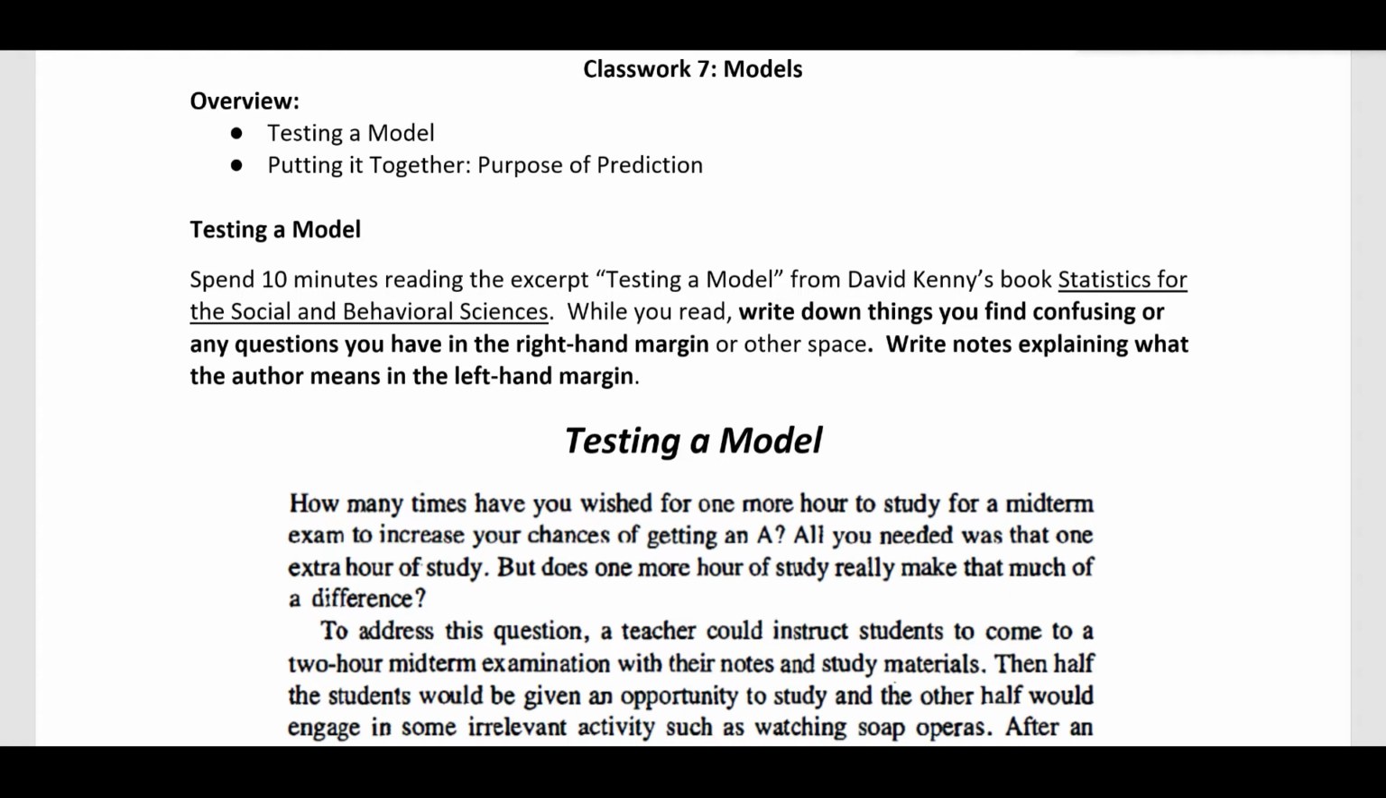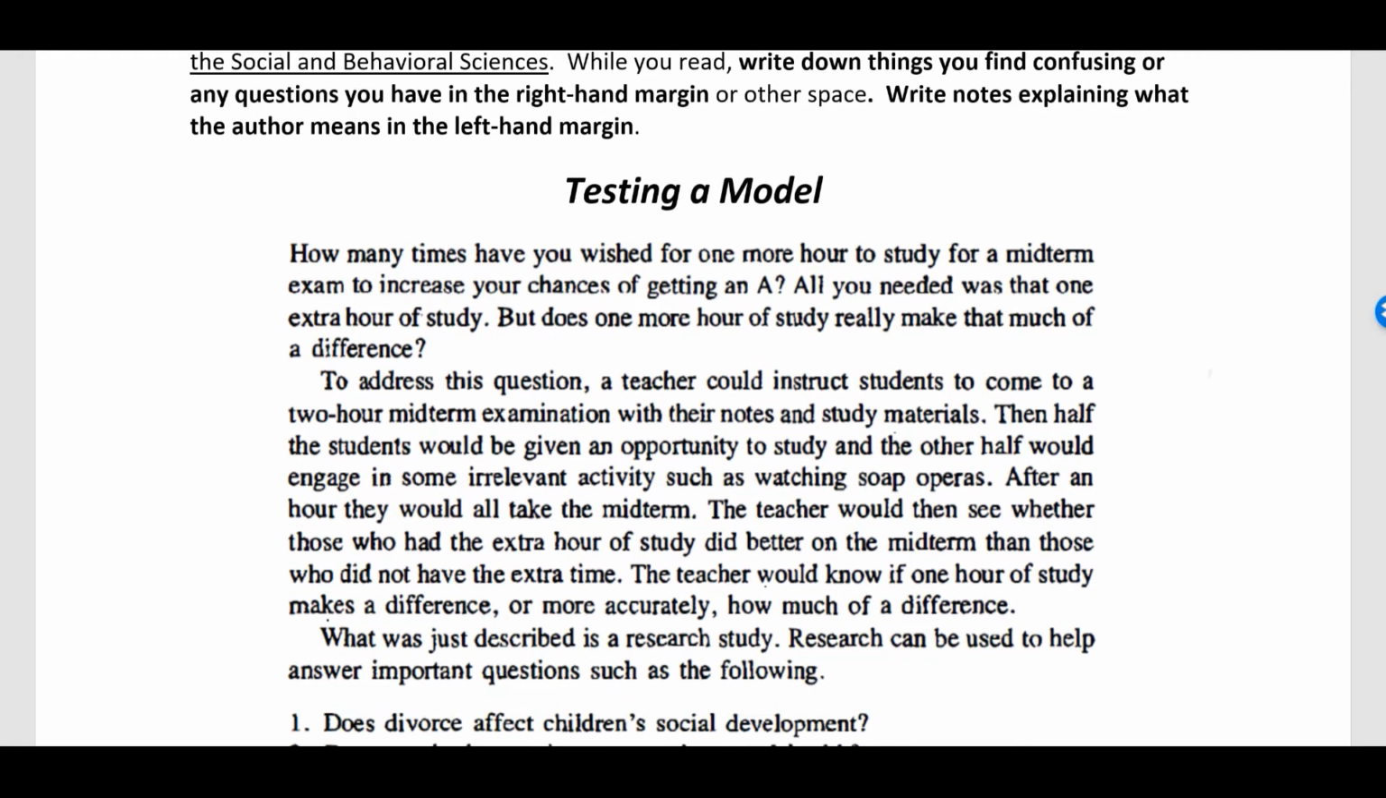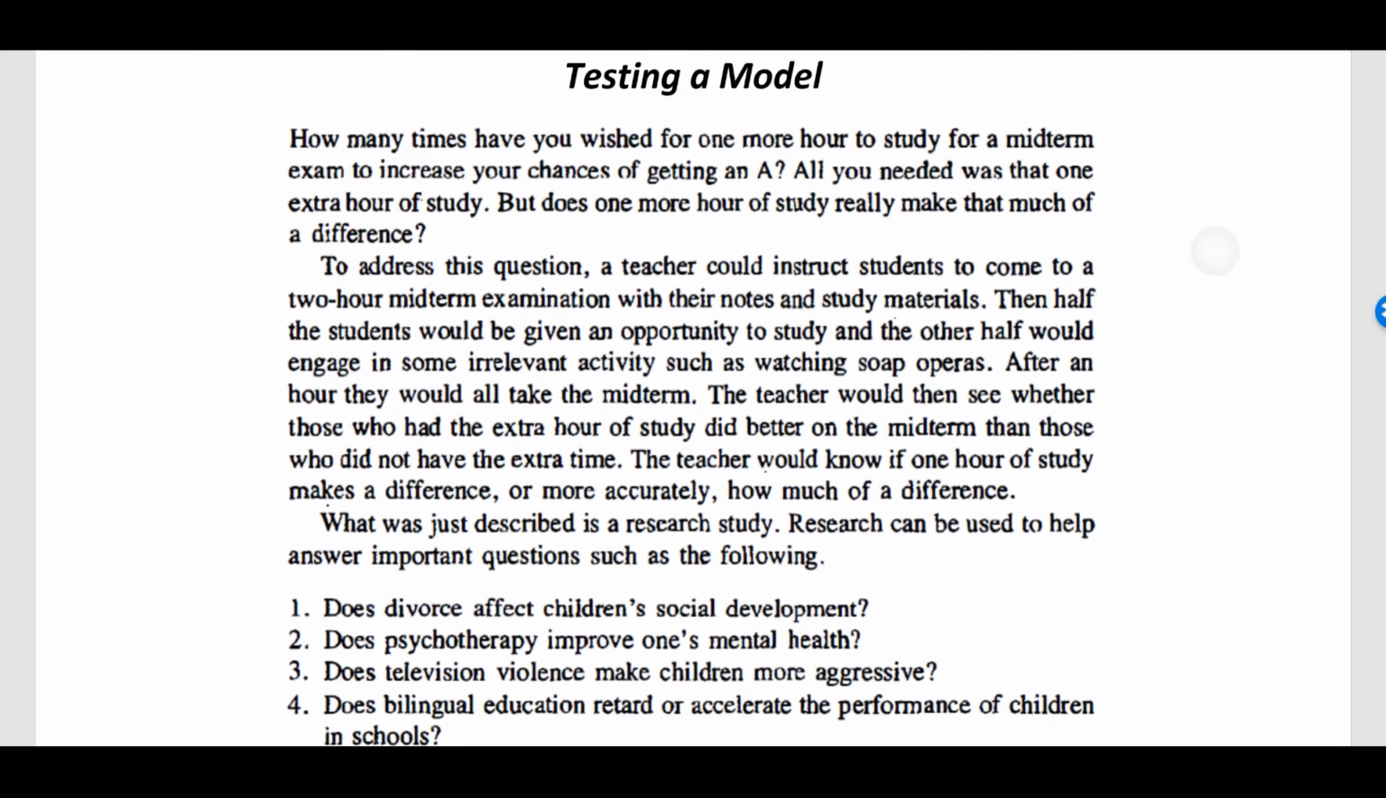Write on the right hand side your questions or confusing bits, and maybe on the left hand side, notes to help you understand what the author means, for when you figure it out, so you can sort of summarize it for yourself on the left, and then questions and confusions on the right. Okay. So we are going to be reading this Testing a Model.